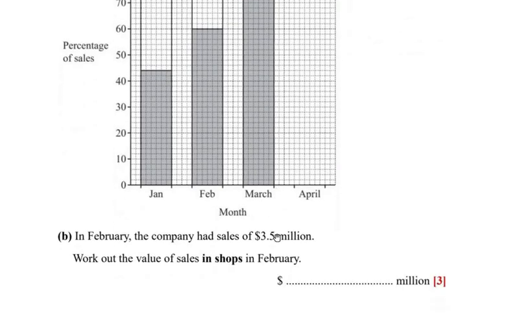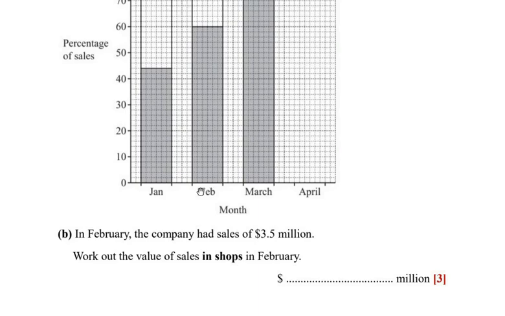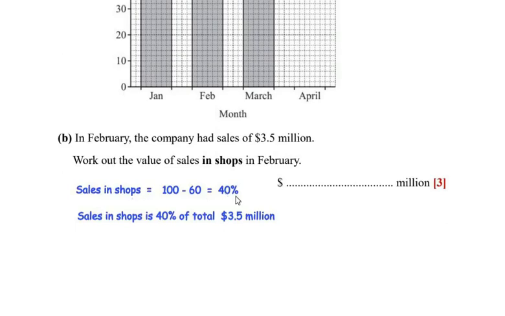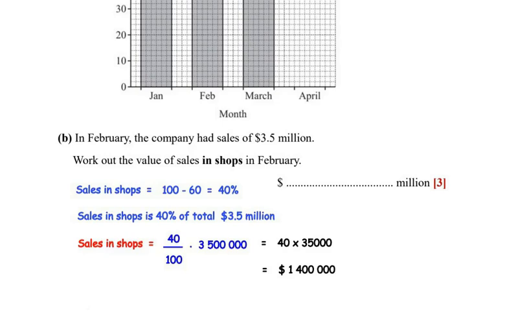So here 40% of the total revenue generated in the month of February was done in shops. So here we are going to write: sales in shops was 40%. So sales in shops is 40% of the total revenue generated, that is $3.5 million. Now let us convert this sentence into a mathematical operation. So sales in shops is 40% of this revenue.